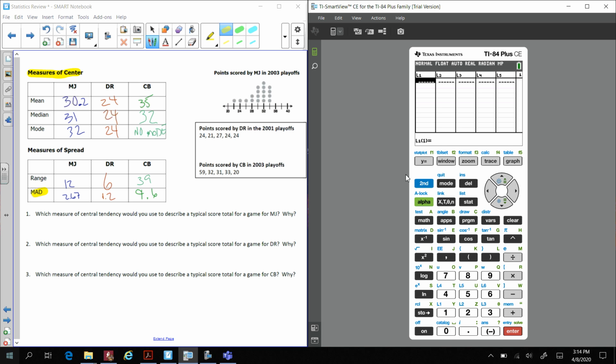In L1, I'm going to put in Michael Jordan's numbers. So bear with me here. We have 22. Enter. 24. Enter. 26. Enter. We have two 28s. So we're going to enter in both of them. All right, I'm going to pause while I enter in the rest of these, and you guys can do the same thing.